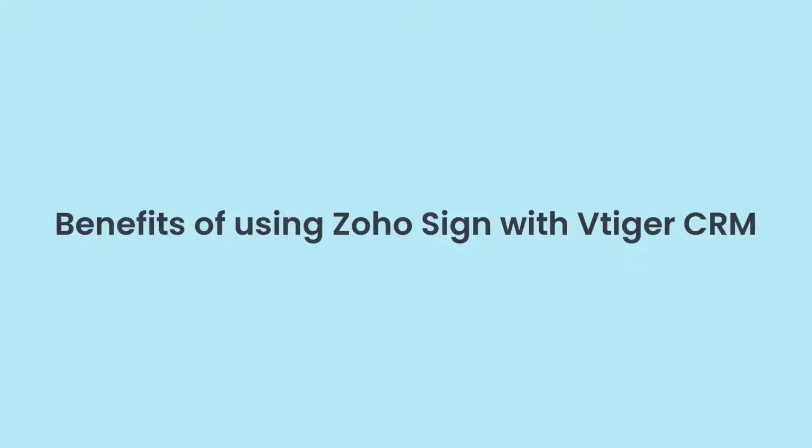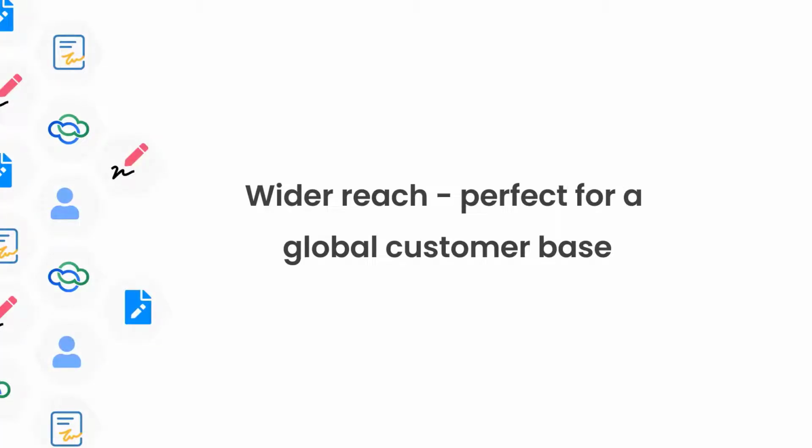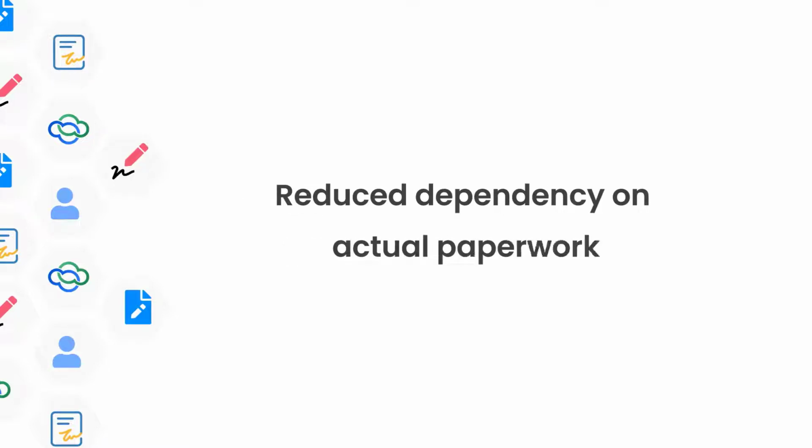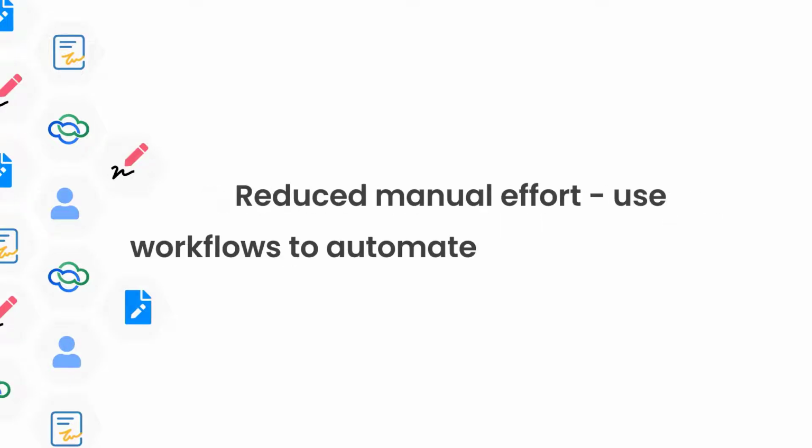First, let's see how you can benefit from using Zoho integration with Vtiger CRM. Send documents for signatures and approvals anywhere in the world. It is perfect for a global customer base. Dependency on actual paperwork is reduced. Results in a faster turnaround time. Cost-effective as there's no dependency on mail and courier services. Reduce manual effort by using workflows to automate the signing process.